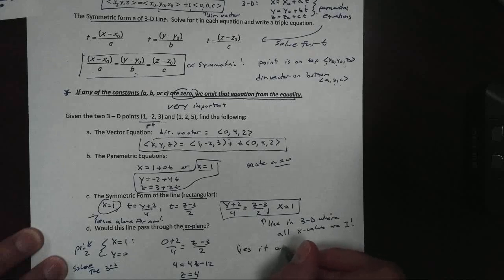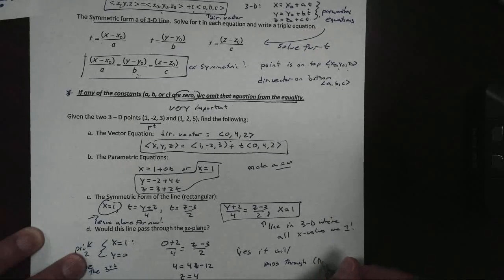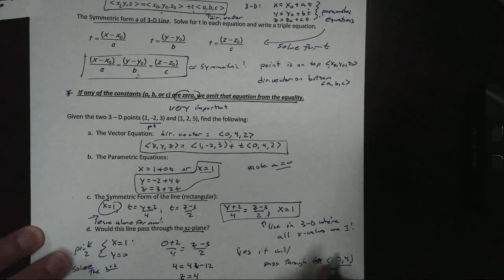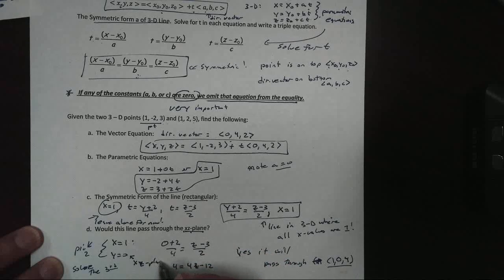It will pass through the point x is 1, y is 0, and z is 4. Now, again, I kind of maybe misled you. The reason why we pick y as 0 is that if I'm looking for the xz plane, y is 0 at the xz plane. So I know where it all lands now.